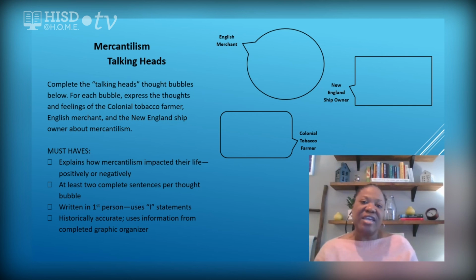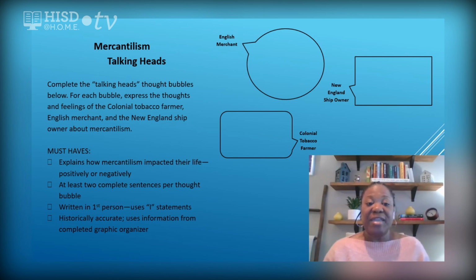So how is the English merchant going to feel? What's he going to say? How is the New England ship owner going to feel? What is he going to say? And then how is that colonial tobacco farmer going to feel during all of this? These are the things that you must have for your assignment.